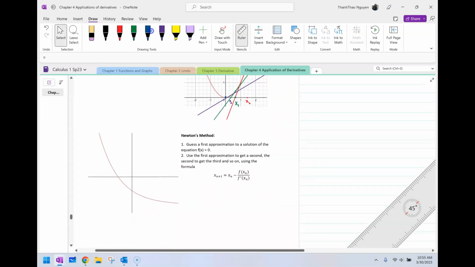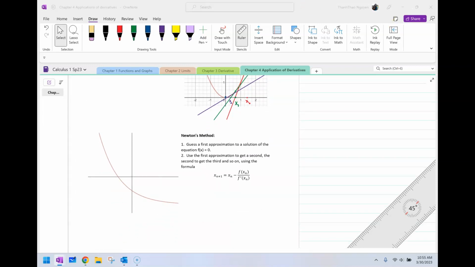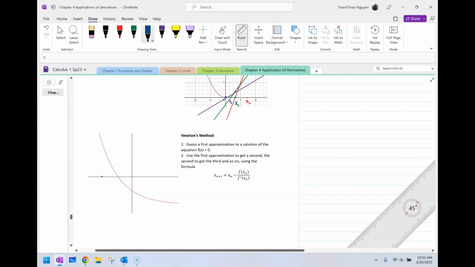So let's take a look at how we do that. Let's try to create the formulas. First we will guess a first approximation to a solution of the equation f of x equals 0. We don't know what the solution is, but we'll make a guess. So let's say here I make a guess, and I choose this to be x sub n.